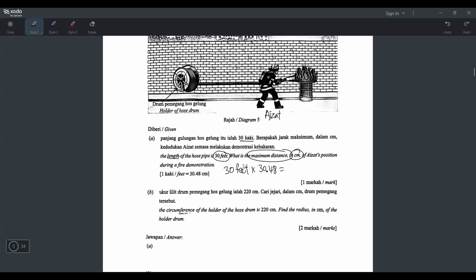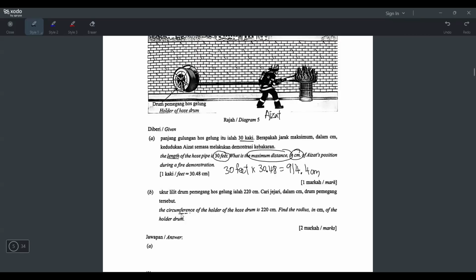1 foot is 30.48, so 30 feet will be 30 times 30.48. Right? Let's press the calculator. My calculator gives me 914.4. So I think that's the answer, right? Now you have successfully changed to cm. So you just write 914.4 cm and you get 1 mark for this. Okay, this is quite easy. What about B?